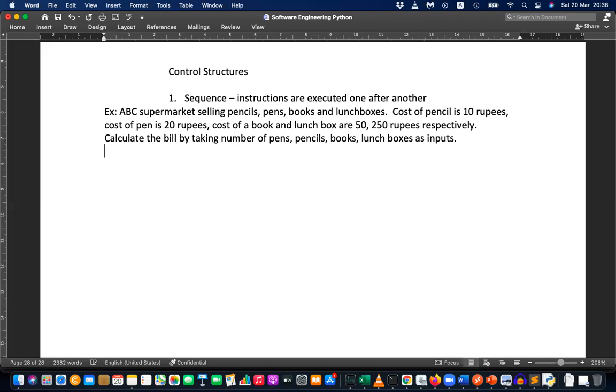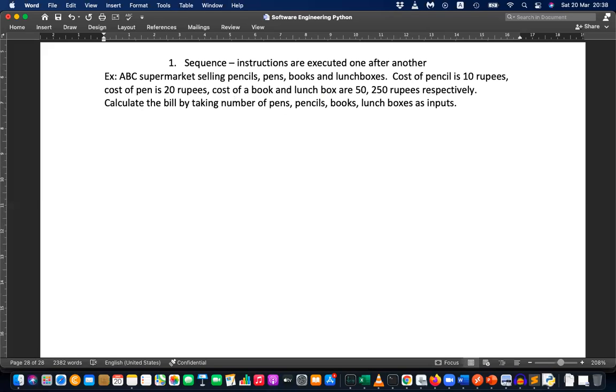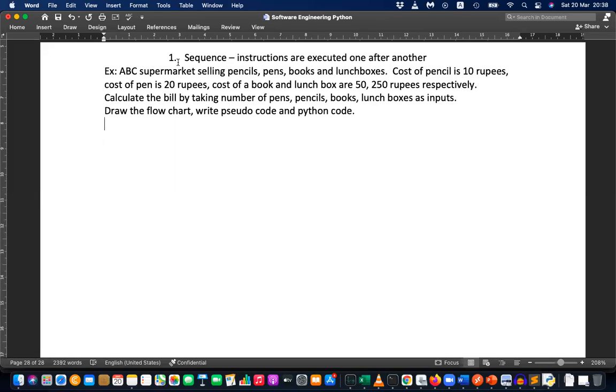Okay, please do this quickly. So you have to draw the flow chart, then write pseudocode and Python code. I can assist you, but you have to talk. If you talk, I can assist. Otherwise, you have to do it alone. Or you can ask any stupid question that you would like to ask.